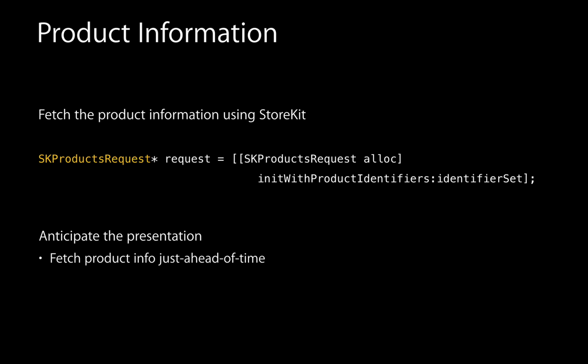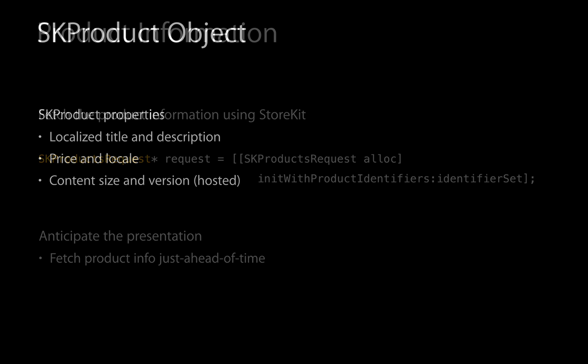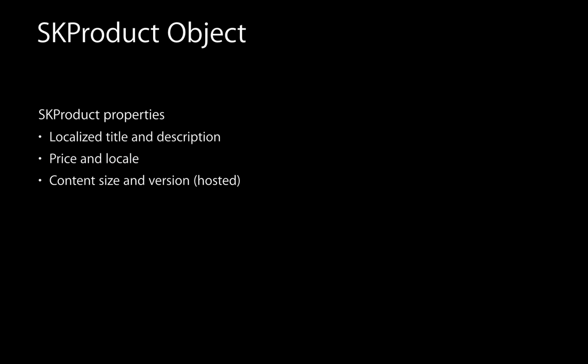Now, what you get back when you make that SKProductRequest is a bunch of SKProduct objects. The SKProduct object will contain the localized title and description, the price and locale, and if you're hosting in-app purchases with us, then you'll also get back the content size and version. The most important bit in the SKProduct object that you get back in terms of making for a really good in-app purchase experience is that localized title and the localized pricing information.